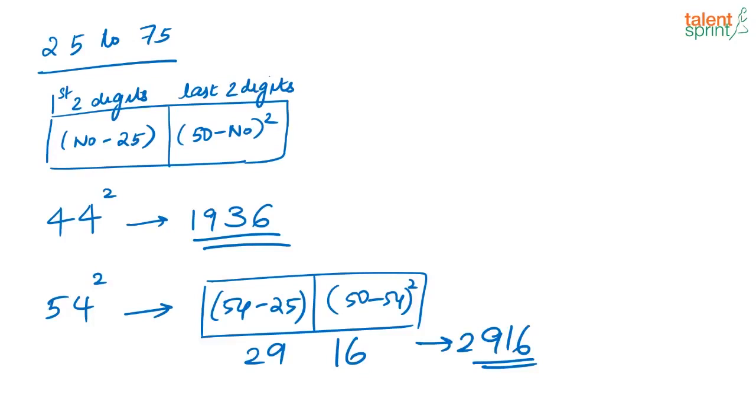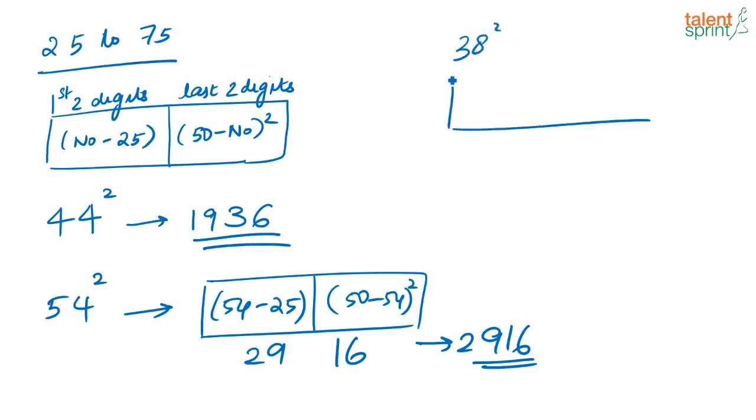That's all. So for any given number between 25 to 75, you can directly use this method to get your answer. Okay. See, one thing you have to remember is that for any number between 25 to 75, the squares will always be 4-digit numbers. So that's why we have said the first two digits will be this and the last two digits will be this. That's all. Okay. But you have to remember this. If you remember this table only, you will be able to get the answer so fast. Now, let us find out what is 38 squared.